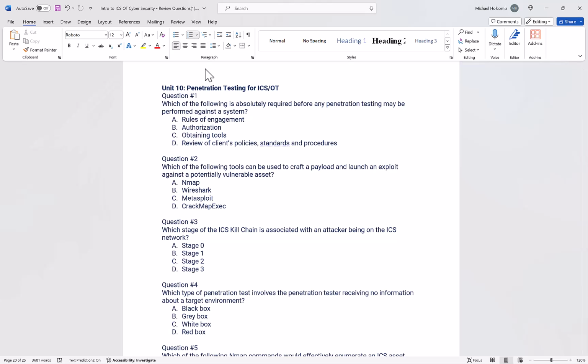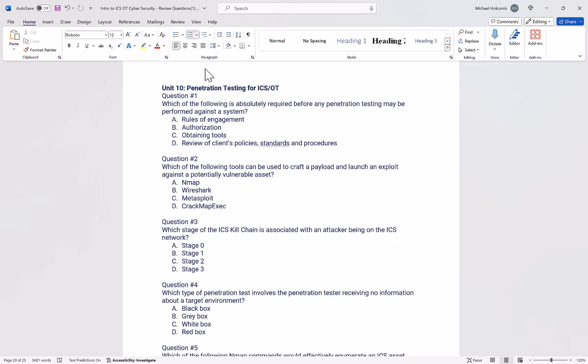So question number 4, which type of penetration test involves the penetration tester receiving no information about a target environment? My absolute favorite, and I think most pen testers', is the black box, where you're not told anything. That can be a little dangerous though. So you want the asset owner, or the team you're working with for that OT environment, to provide you some basic information.